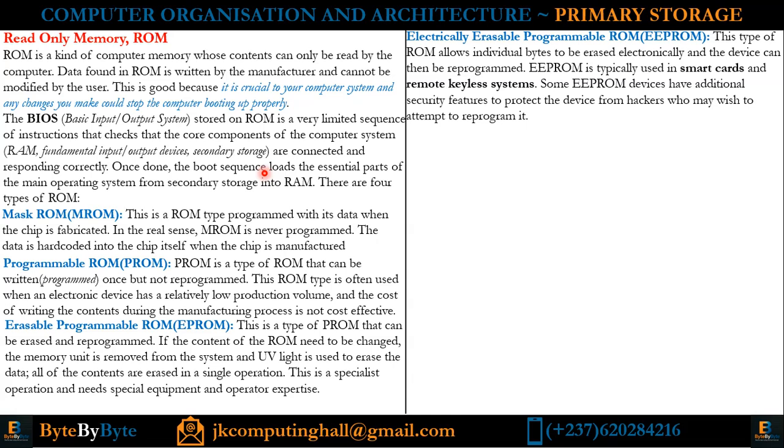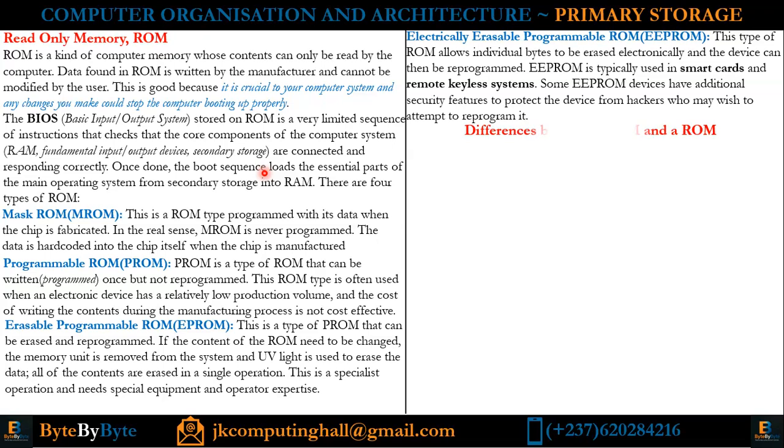In the EPROM, erasing the data is done using UV light and it is done in a single operation. And there is special equipment that is needed for that. Whereas on an EEPROM, individual bytes are erased, that is, they are not erased in a single operation. Individual bytes are erased electronically and the device can be reprogrammed. And they are typically used in smart cards and remote keyless systems. When we talk of remote keyless system, remote means what? They are found at a specific location, and keyless, they don't contain keys to manipulate.